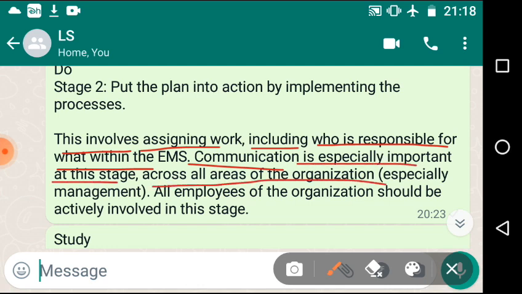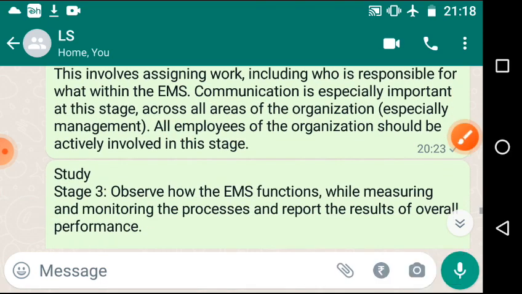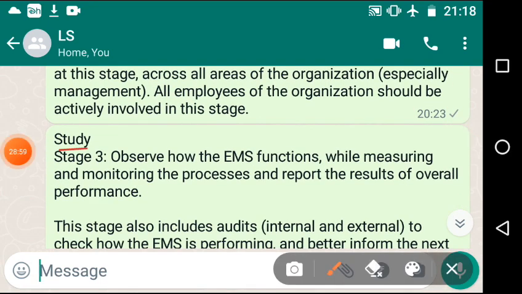Okay, second is do. Do means to put that plan into effect, to implement, to actually put that plan into action by implementing the process. By putting the plan into action, we are making that work take effect. It involves assigning work, including who is responsible for what within the EMS. Communication is especially important at this stage across all the areas of the organization. Now here communication is very important. To put that plan into effect, we have to communicate.